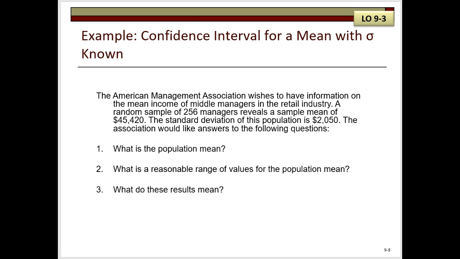Here we show an example of how to compute a confidence interval for the mean of a population whose standard deviation is known. The American Management Association wishes to have information on the mean income of middle managers in the retail industry. A random sample of 256 managers reveals a sample mean of $45,420. The standard deviation of this population is $2,050. The association would like answers to the following questions. 1, what's the population mean? 2, what's a reasonable range of values for the population mean? And 3, what do these results mean?